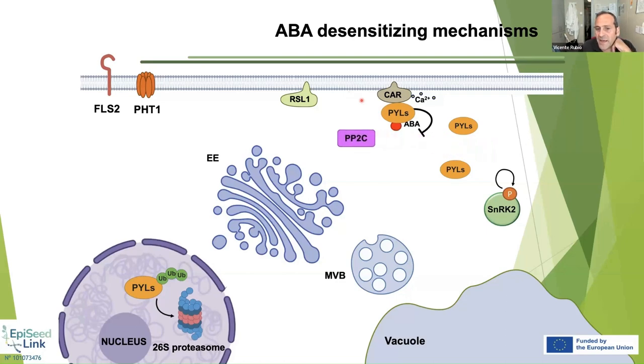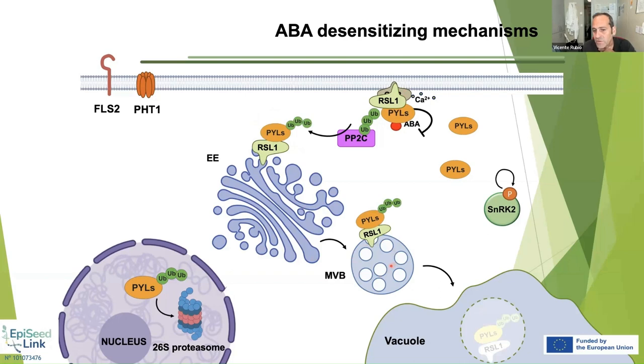So in these conditions, they will be able to control the signaling pathway in close proximity to the plasma membrane. The point is that at some point it's necessary to desensitize the ABA signaling pathway. And this is going to be mediated by this E3 ubiquitin ligase that is also associated to the membrane, which is RSL1. This one is going to polyubiquitinate the ABA receptors that are associated to the membrane to trigger their internalization through the early endosomal pathway that after maturation is going to become multivesicular bodies. These proteins are internalized within the multivesicular bodies to finally fuse to the vacuole and be released in the lumen of the vacuole for degradation at the lytic vacuole.